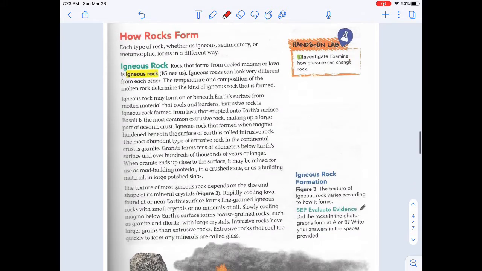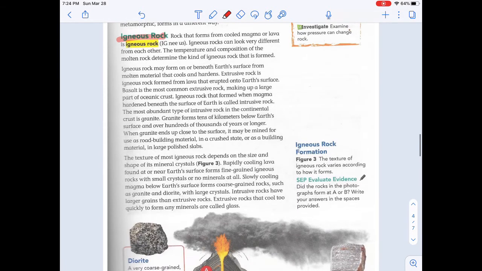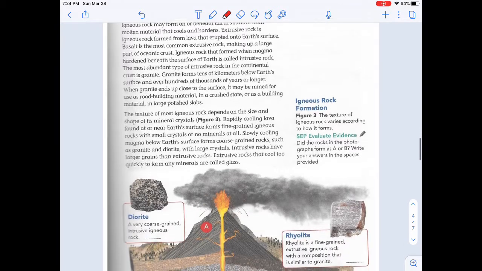On the next page, you're reading about, in general, how rocks form. The first type of rock you're reading about are igneous rocks. These are my favorite types of rocks. These rocks form either when magma is cooled inside the earth or when lava erupts on the surface of the earth and cools quickly. So you're reading about the different places where igneous rocks form.